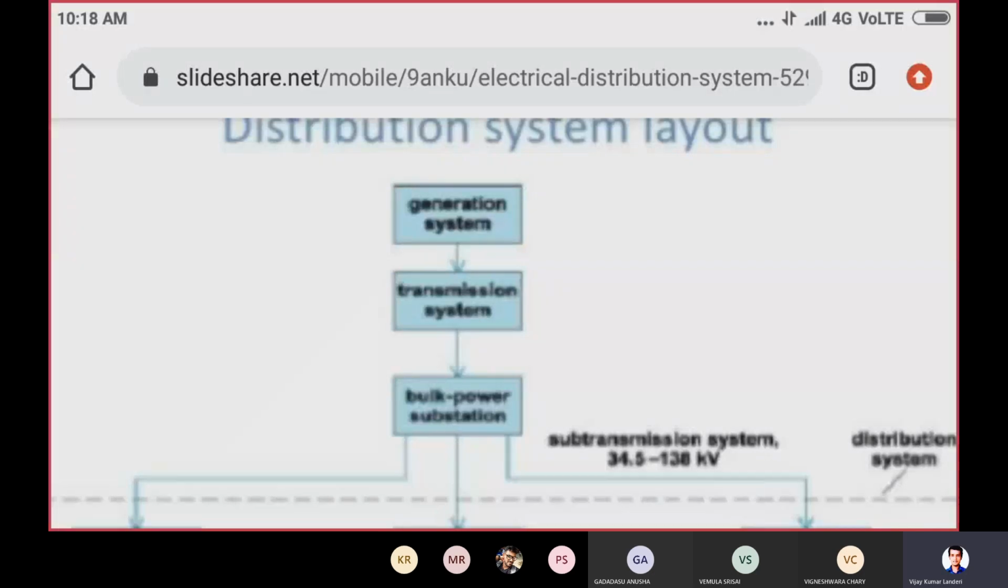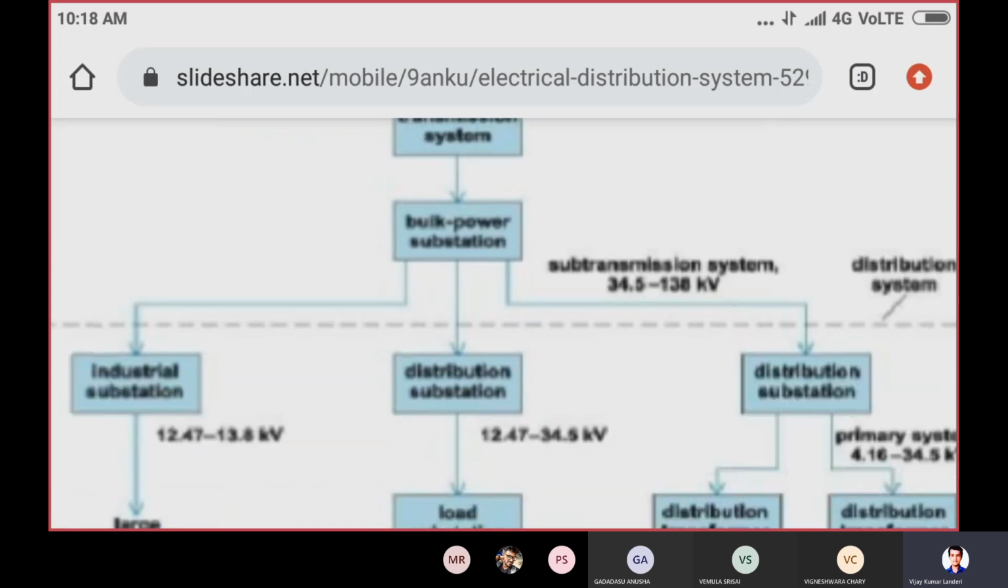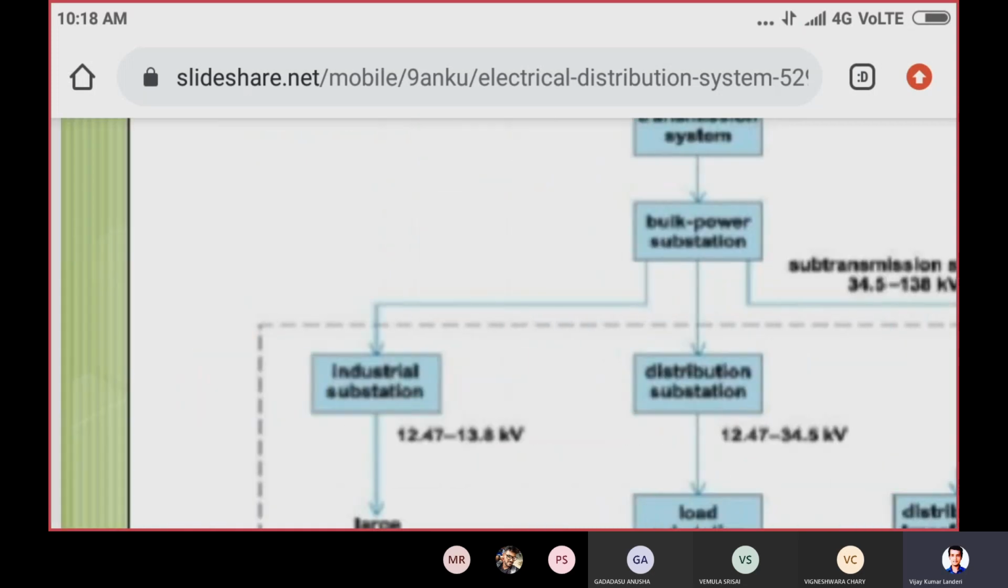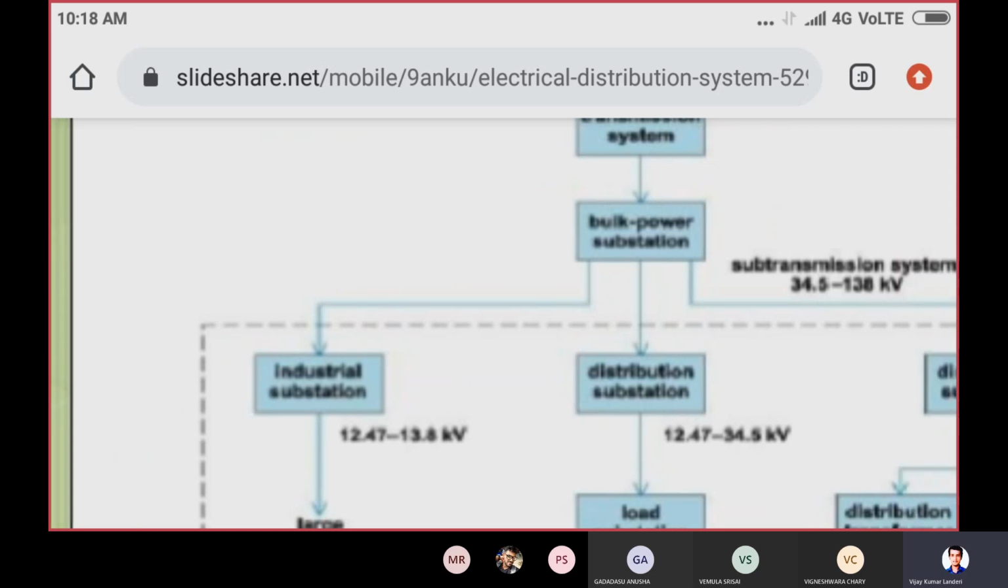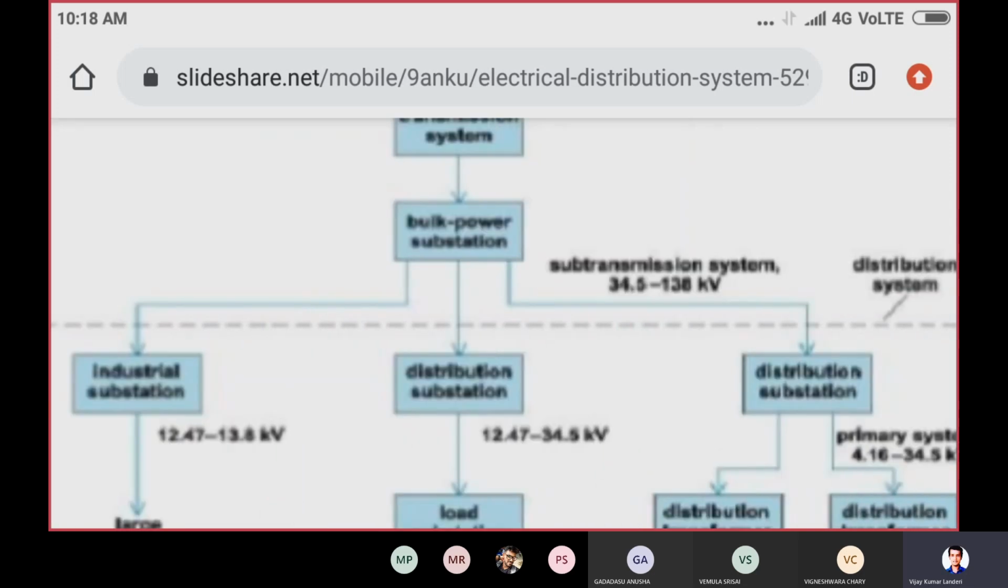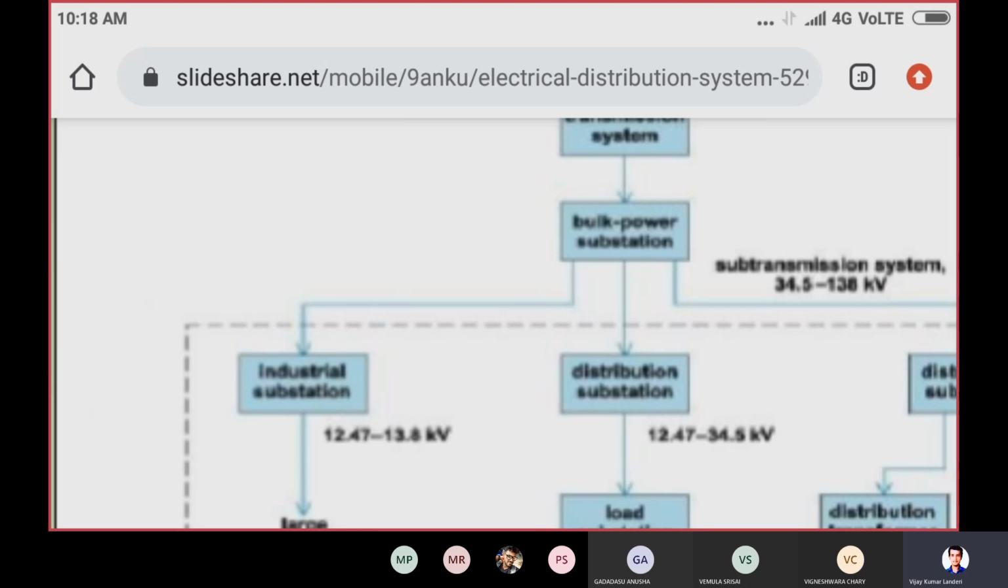From the generating station, the electrical energy is given to the transmission system, and from the transmission system we are giving it to the bulk power substations. From the bulk power substations, you can find where the electrical energy is going. It is going to the industrial substation as well as the distribution substation, and also it is going through the sub transmission system to the distribution substation. So these are all the systems that are coming out through the bulk power substation.